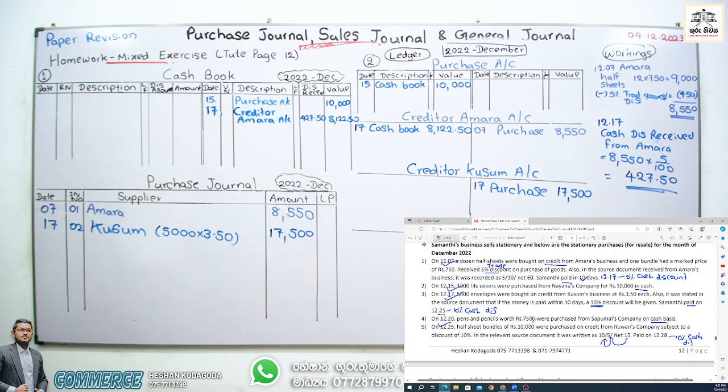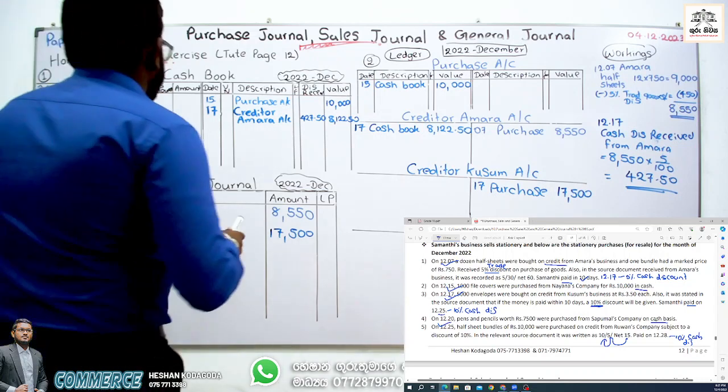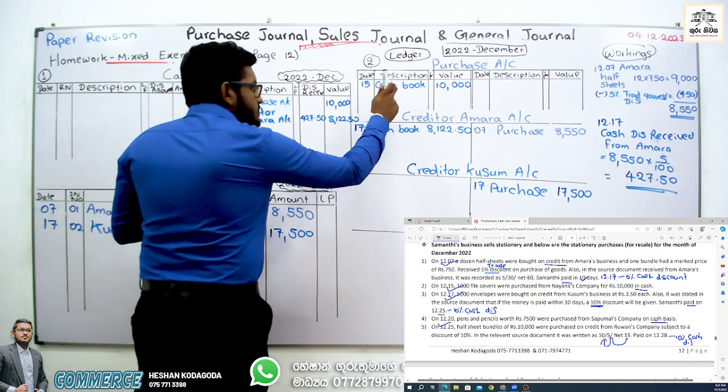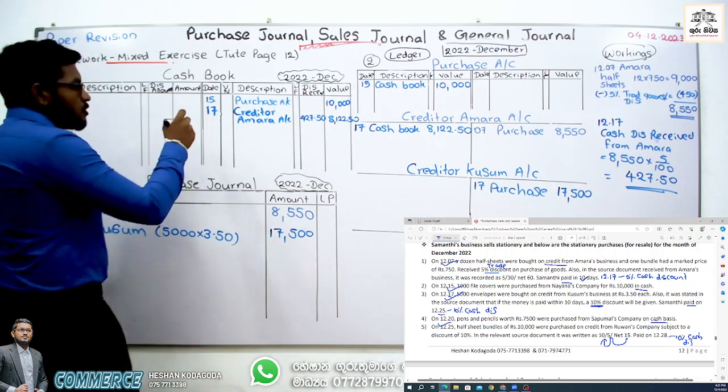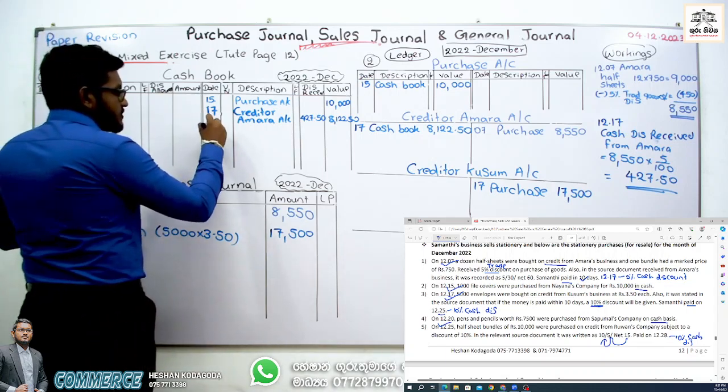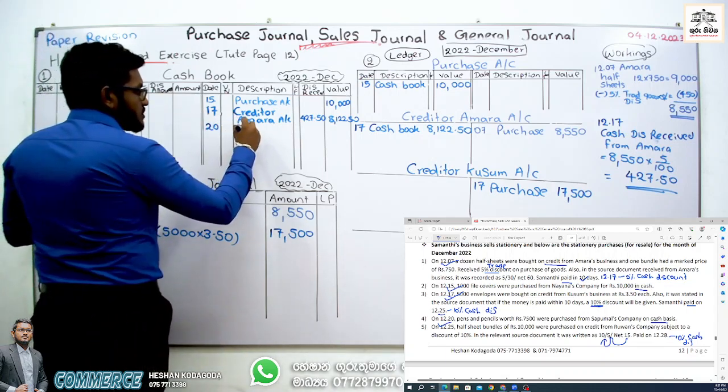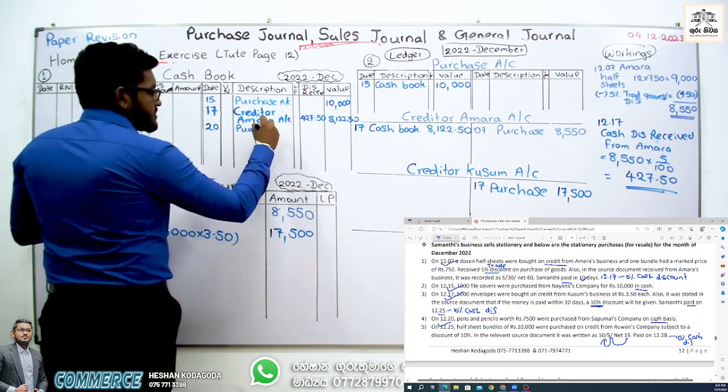Pen and pencil worth of 7,500 was purchased from Sapumal business on cash basis. So cash book credit, purchase account, because it's cash based. Is it clear to you? Right? Okay. So you can write 20th purchase account, cash book credit, purchase account debit.